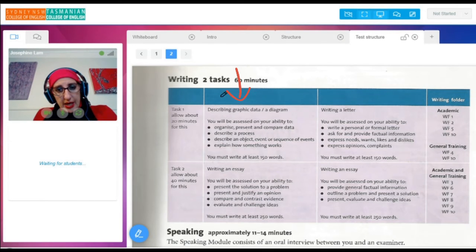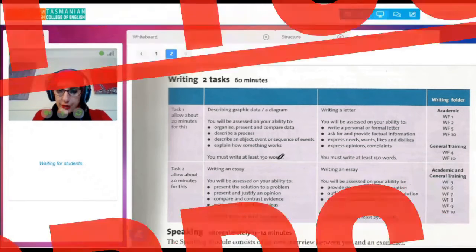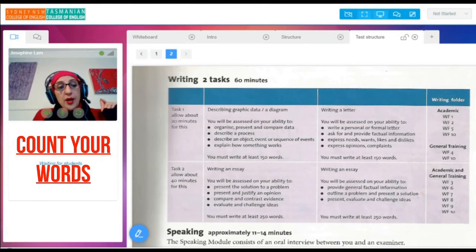In the academic training module, task 1 is describing graphic data and or a diagram. You will be assessed on your ability to organize, present, and compare data, describe a process, describe an object, event, or sequence of events, explain how something works. You must write at least 150 words. And I already know your question, and the answer is yes, they actually do count the words. So you better do it, because if you do not write at least 150 words, you will be marked down.